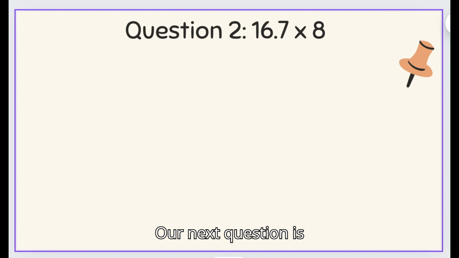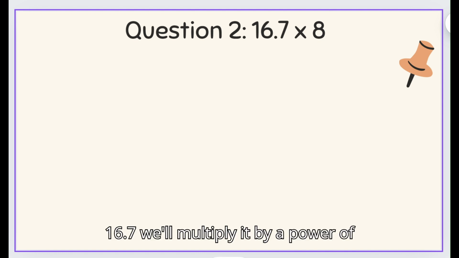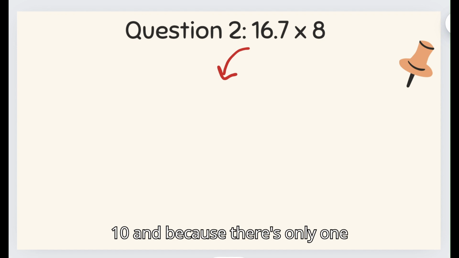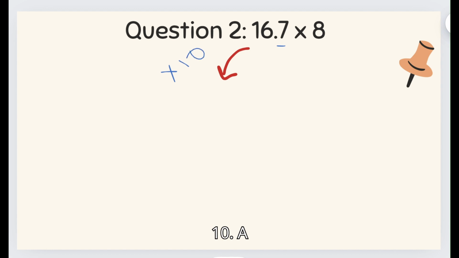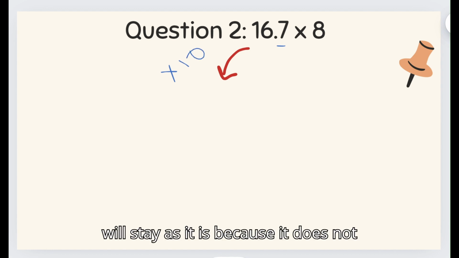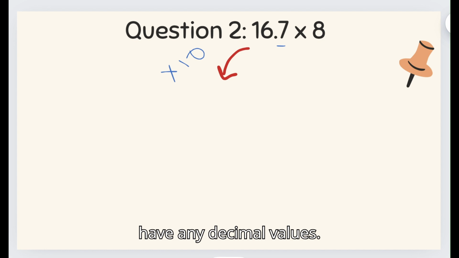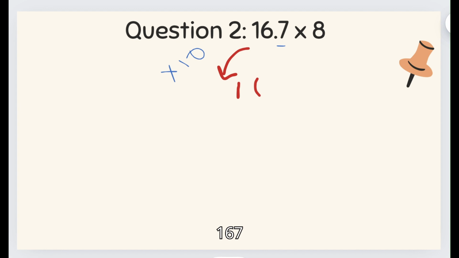Our next question is 16.7 times 8. So again, 16.7 will be multiplied by a power of 10, and because there's only one decimal value, we will multiply it by 10. 8 will stay as it is because it does not have any decimal values. So 16.7 will become 167 times 8.